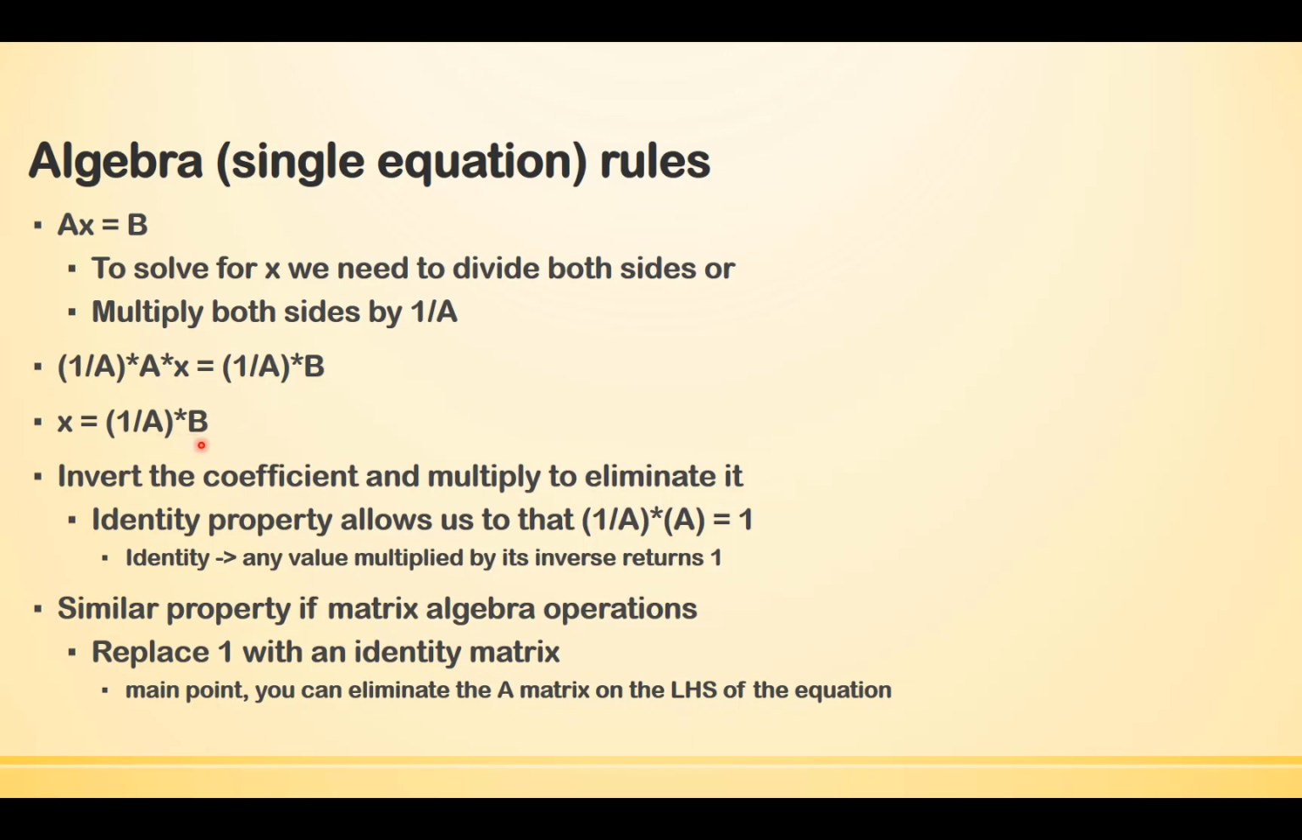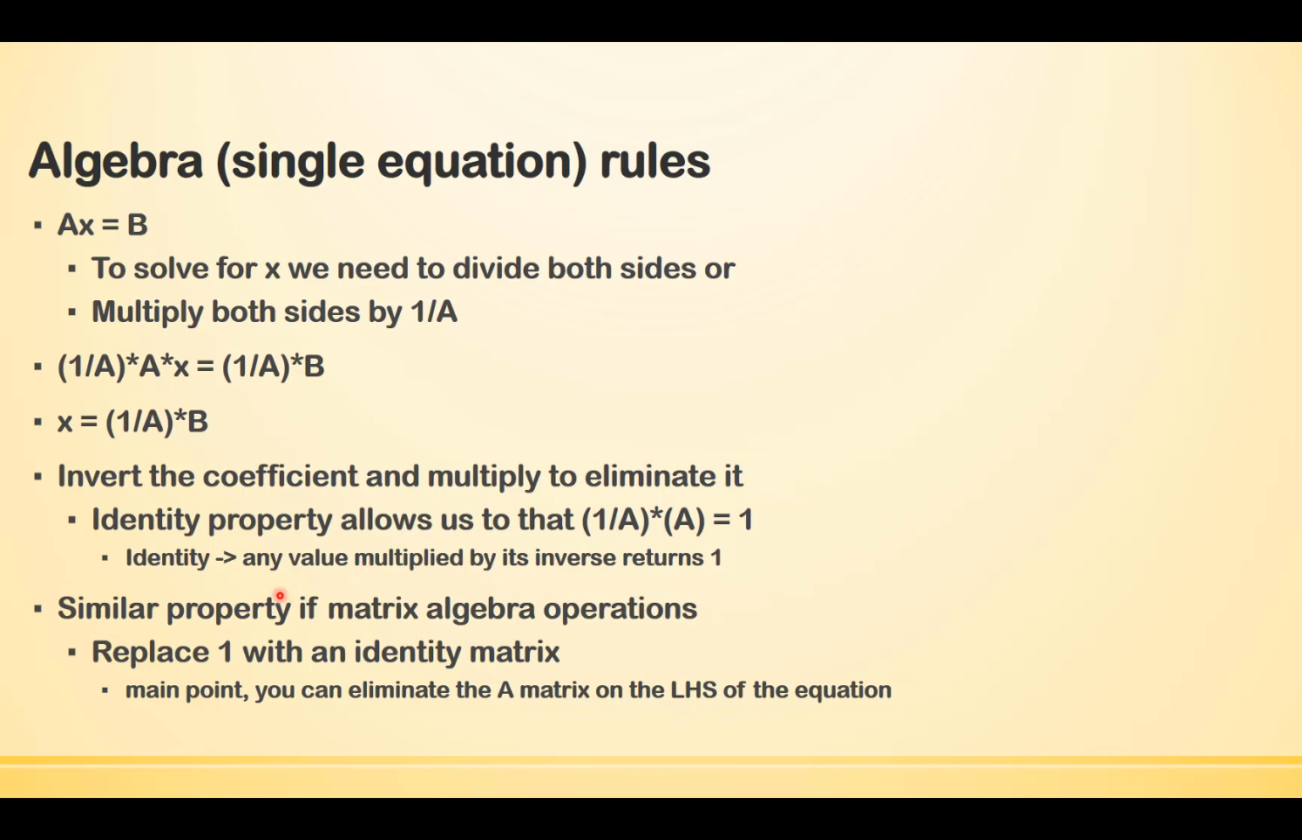And so this is a general rule of algebra. You might remember it. You can invert the coefficient, multiply to eliminate it, and it comes from the identity property. The identity property says that if you multiply something by its inverse, 1 over A times A, you end up with 1. And when we say we eliminate something, or cancel it, it's really saying the result of this operation right here, 1 over A times A, is 1, and we just don't write it anymore. Okay, and so that identity property just says that you end up with 1 when you do this multiplication.